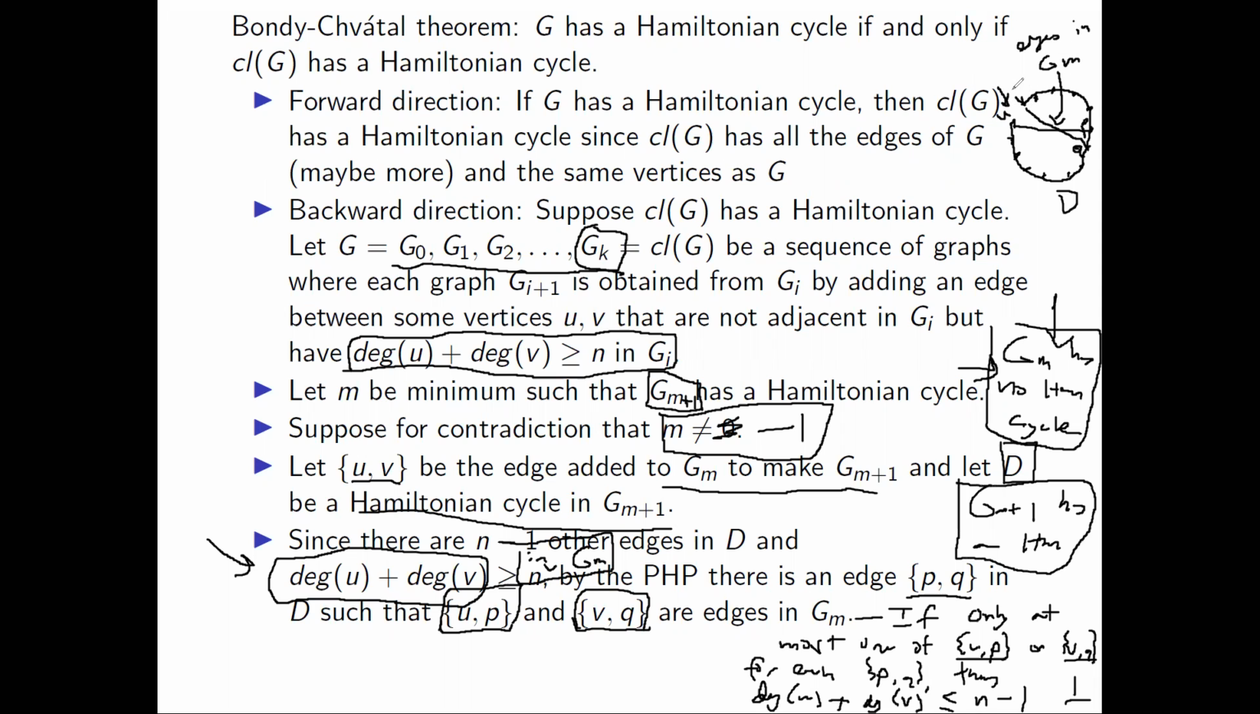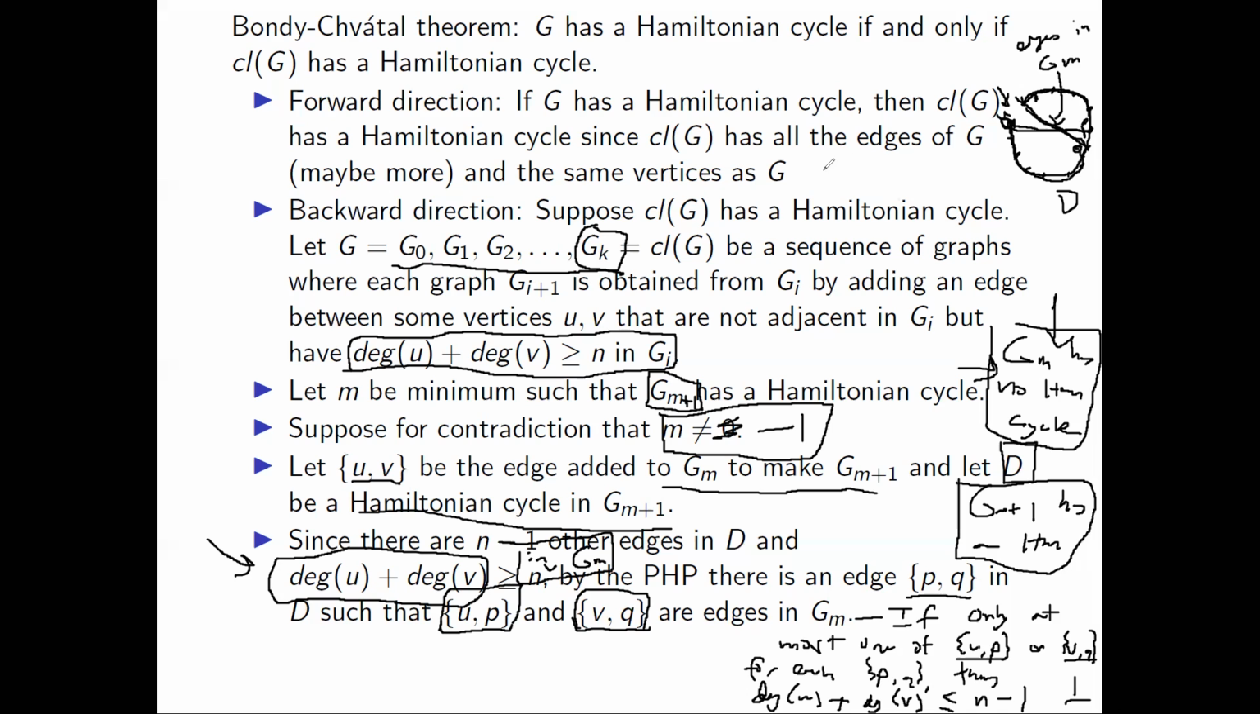How do we make this Hamiltonian circuit? Well, here's how it goes. We're going to start here. We're going to go to P, so U to P. Then we go around here all the way to the V. Then we go down to Q. Then we finish it up back to U. And there is our Hamiltonian circuit, and it's on GM, which contradicts the fact that GM was not supposed to have a Hamiltonian circuit. So we got our contradiction that we were looking for.